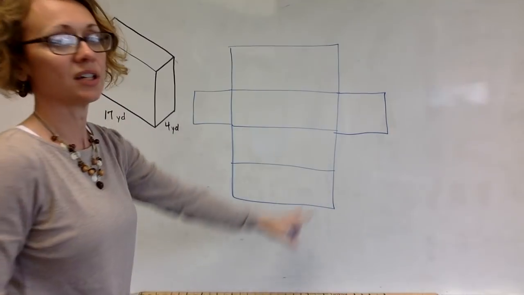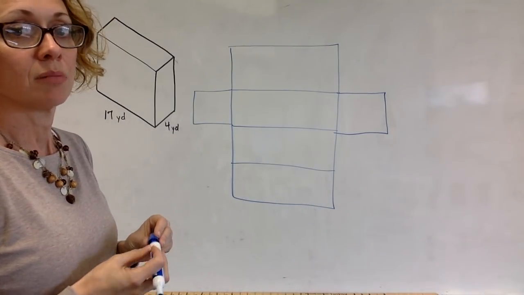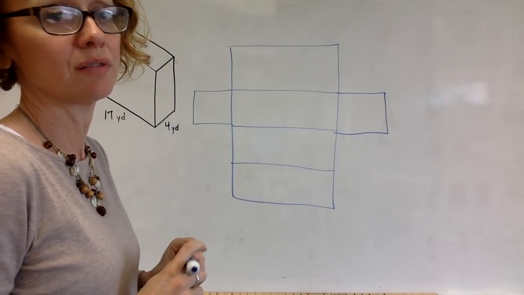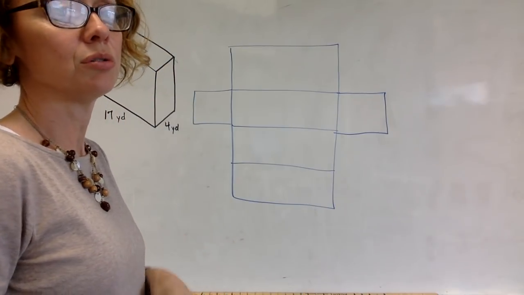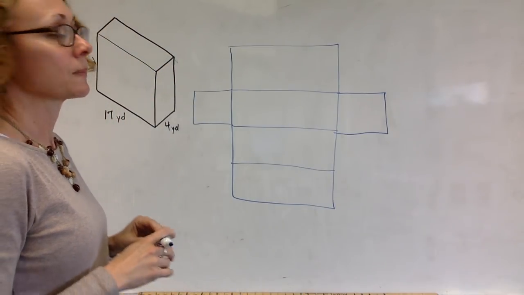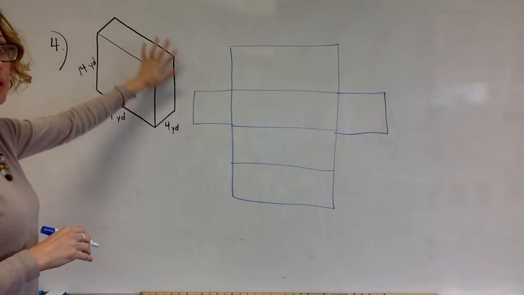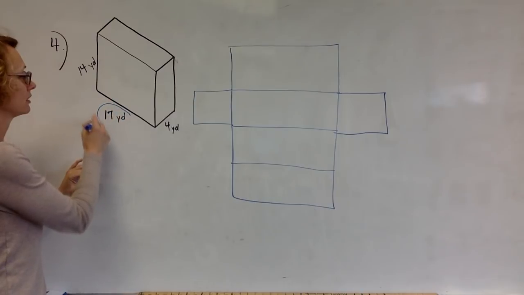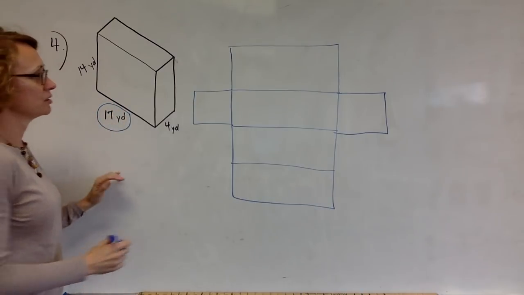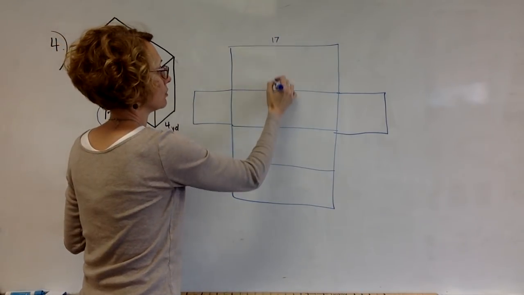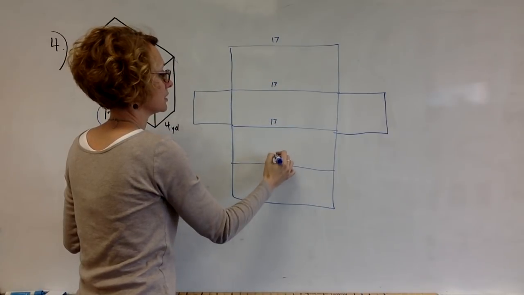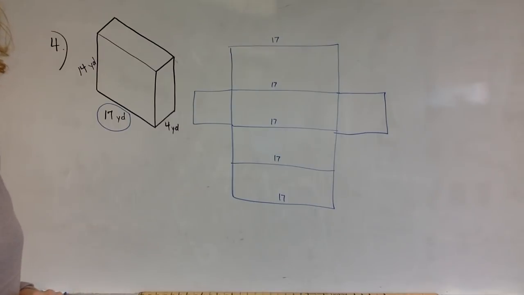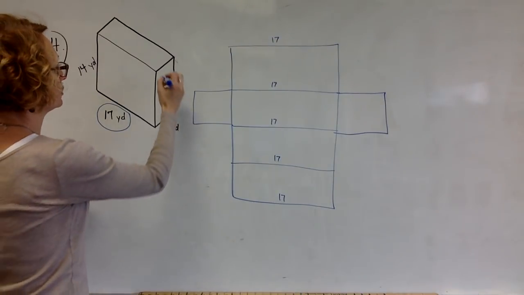Remember that it doesn't have to be drawn to scale, but this flat pattern helps you see all of the faces that you've got to find the area for so that you can find the total surface area. So I'm going to look at my 3-dimensional shape and find my longest length. Right there is 17. And I label 17 on all of the long lengths of my rectangles. That's pretty easy.